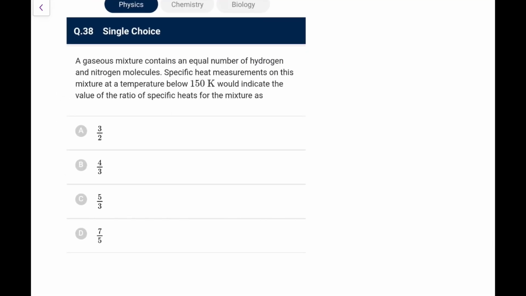A gas mixture contains an equal number of hydrogen and nitrogen molecules. Specific heat measurements of the mixture at a temperature below 150 Kelvin would indicate the value of the ratio of specific heats for the mixture as? So it is hydrogen and nitrogen. Here you have to use that below 150 Kelvin hydrogen doesn't exhibit rotation, so it only has 3 degrees of freedom while nitrogen has 5 degrees of freedom. So for the ratio of the specific heats for the mixture in this particular case, one will become mono and one will become dia, both have equal moles.